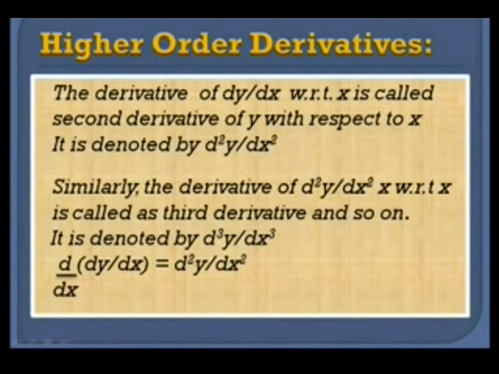Now let's come to the next part of this lecture, that is higher order derivatives. Till now we have seen what is dy by dx. Now the derivative of dy by dx with respect to x is called the second derivative of y with respect to x, and it is denoted by d square y by dx square. So till now we have differentiated y equal to f(x) with respect to x. Now we are going to look at the derivative of dy by dx with respect to x, and this is nothing but the second derivative of y with respect to x.